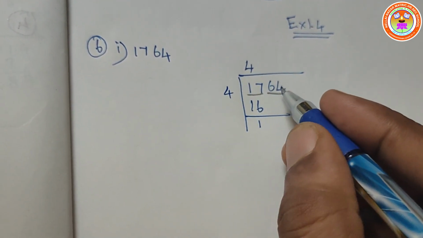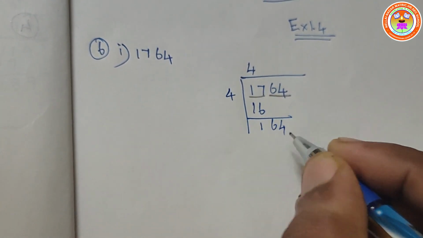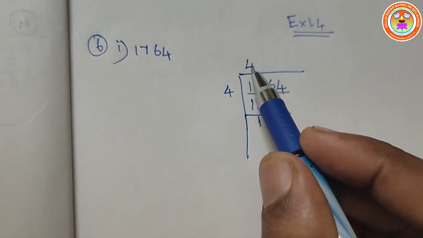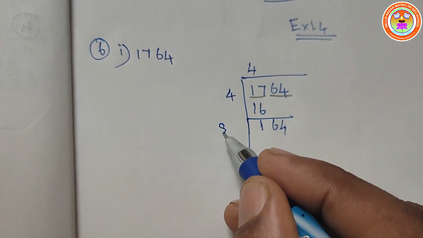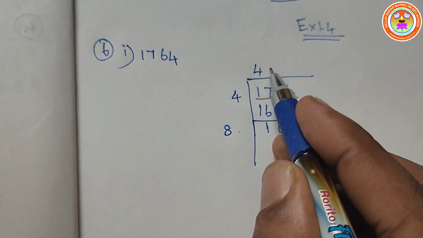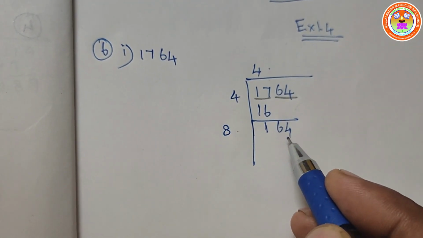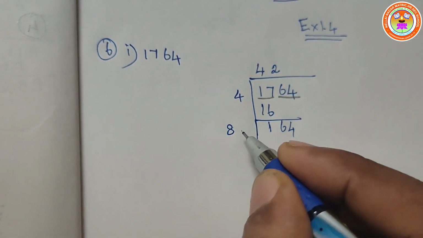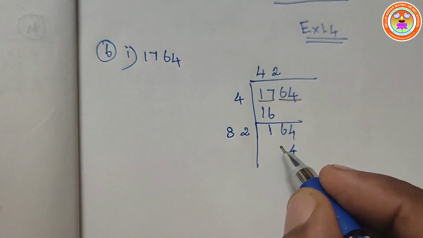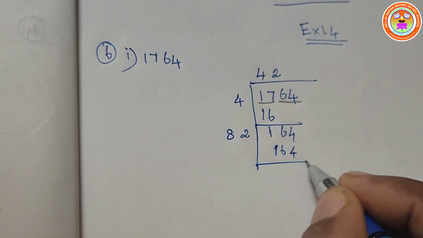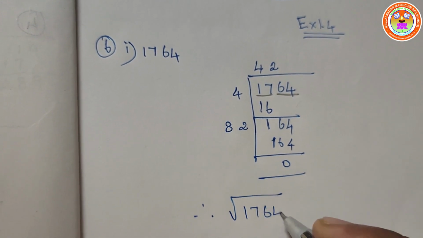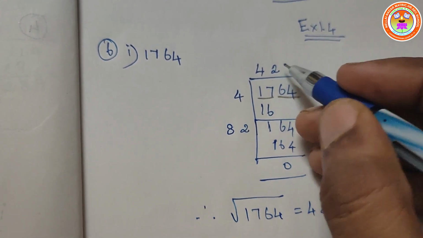Next pair is 64. Next 2 digits you bring down, 164. Now you have to multiply the 4 with the 2. 4 2s are 8. Again you have to choose a number and put it here, and also in this quotient place. If you multiply, you have to get 164. I have chosen that number 2, and also I have put the number here. 2 2s are 4 and 2 8s are 16. So we got 164. If you subtract it, you will get 0. Therefore square root of 1764 is 42. The quotient you have to write.